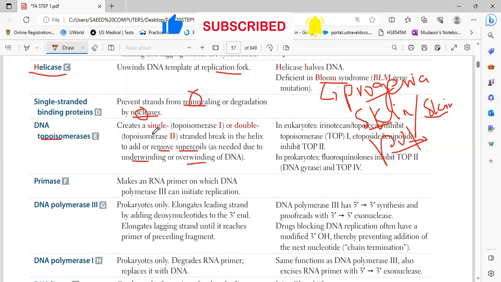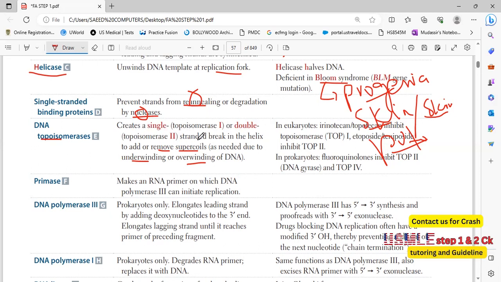There are different topoisomerases. Topoisomerase one creates one nick, one break, and topoisomerase two causes a double nick. They cause two stranded breaks. The single nick and double nick is the difference between topoisomerase one and two.